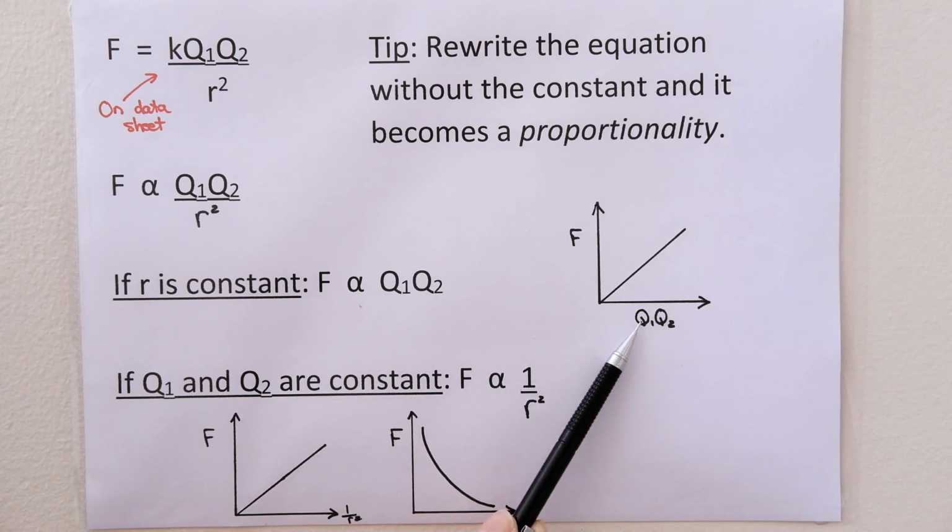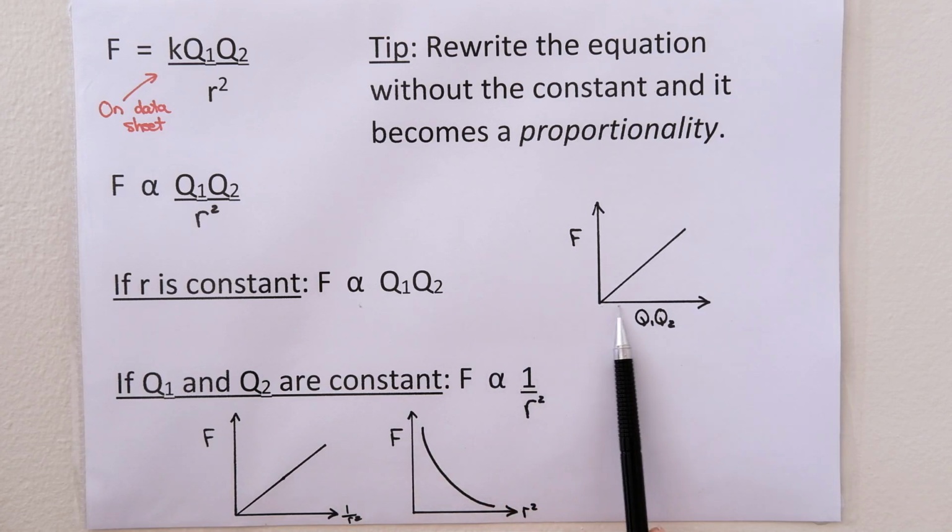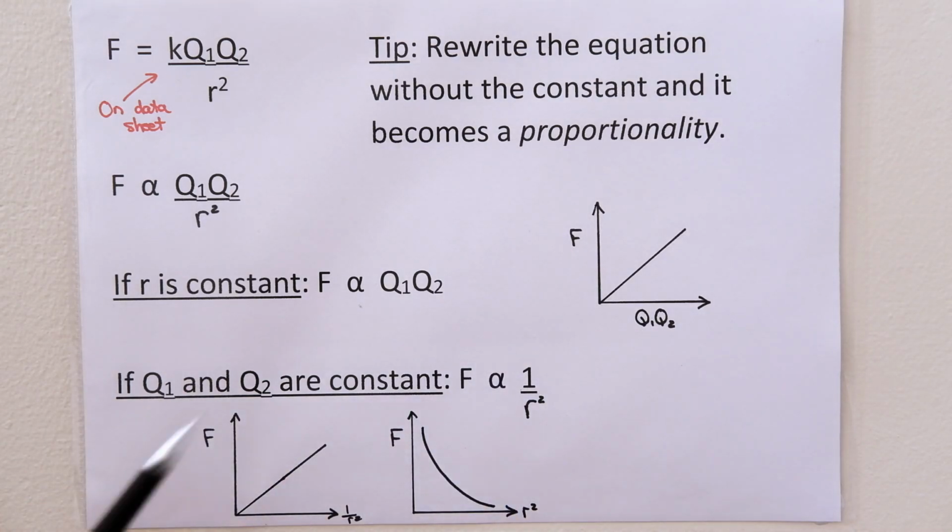The two charges determine the force. So the product of the two charges is on the horizontal axis. They are the independent variable. And the force depends on the size of the charges. So the force is the dependent variable. It's a direct proportionality. Therefore, it's a straight line through the origin.